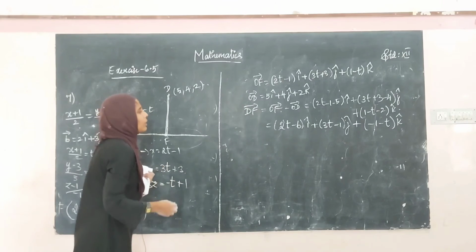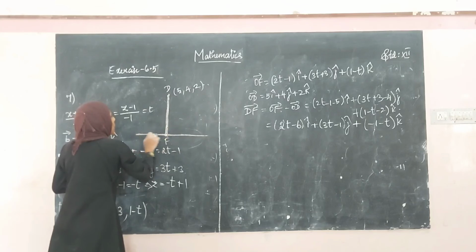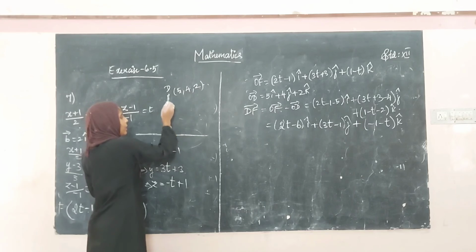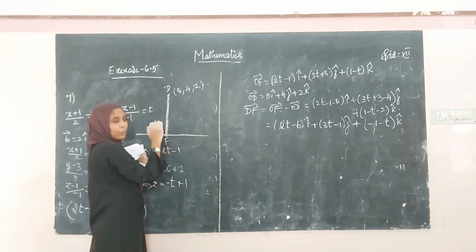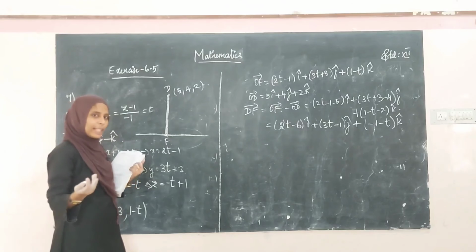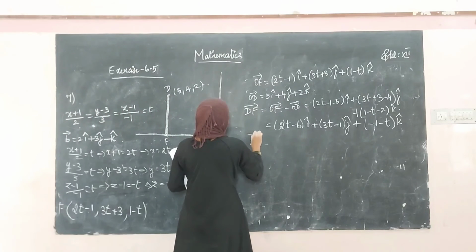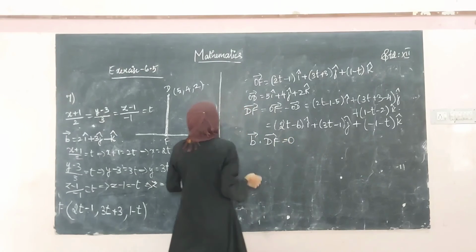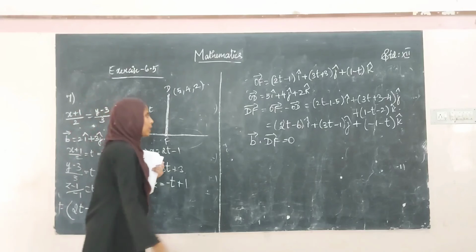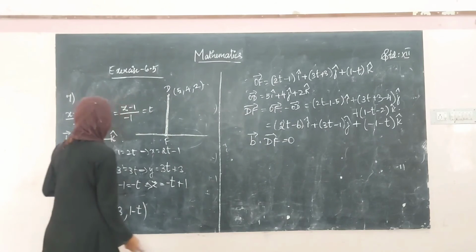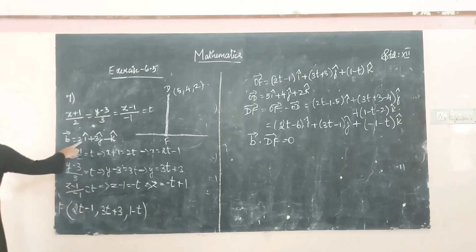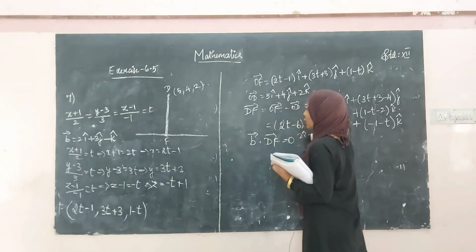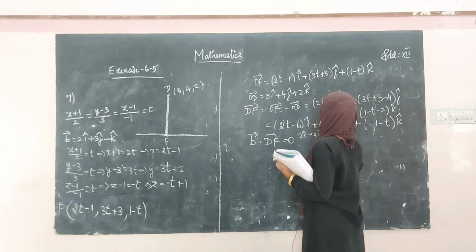So what they have given in the question is that these two lines are perpendicular. If two lines are perpendicular, then the dot product of the perpendicular vectors will be 0. Therefore we are taking b vector dot DF vector is equal to 0 because these two lines are perpendicular. Okay, now take this. What is b vector? 2i plus 3j minus k.